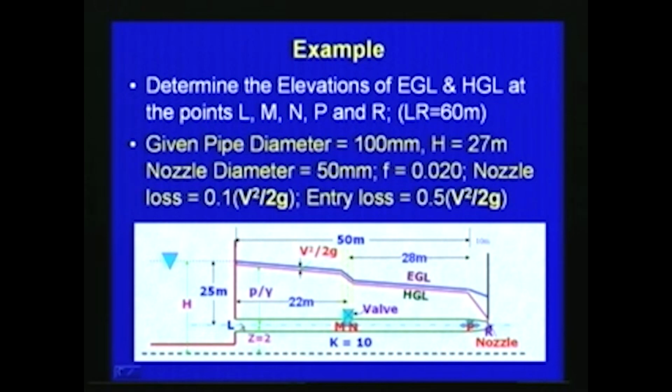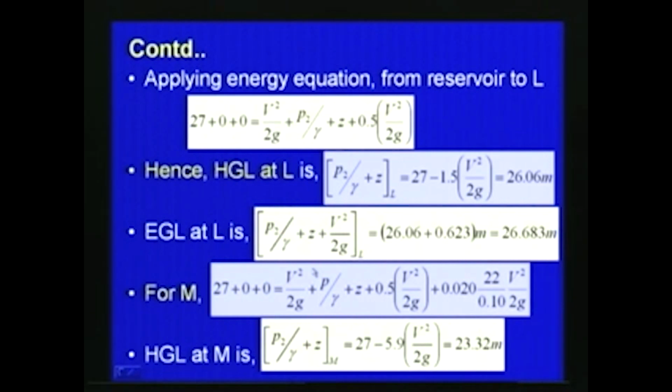So, here this L is just the entrance point at this location. We will apply the Bernoulli's equation with respect to the reservoir and the entrance location L, from reservoir to L, in a very similar way as we discussed in the previous case.